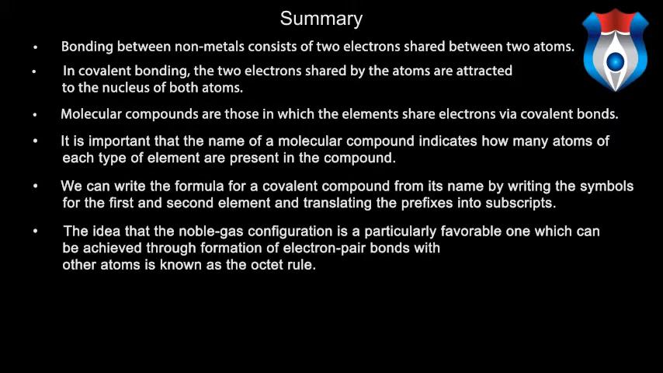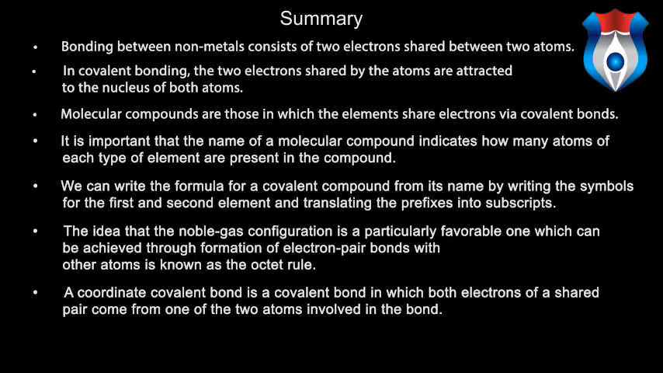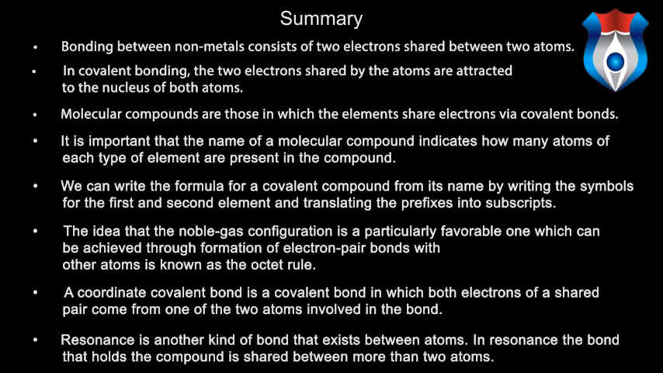The idea that the noble gas configuration is a particularly favorable one, which can be achieved through formation of electron pair bonds with other atoms, is known as the octet rule. A coordinate covalent bond is a covalent bond in which both electrons of a shared pair come from one of the 2 atoms involved in the bond. Resonance is another kind of bond that exists between atoms. In resonance, the bond that holds the compound is shared between more than 2 atoms.